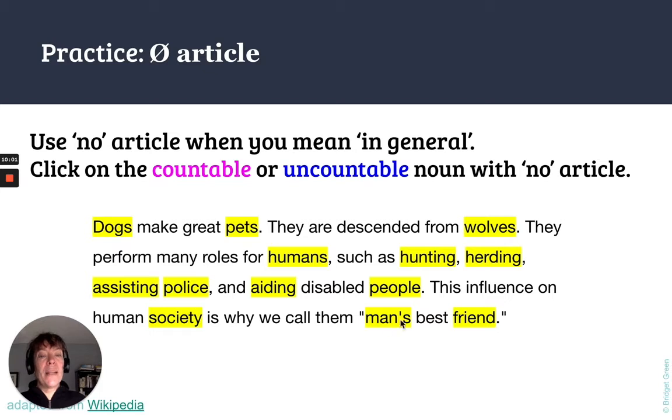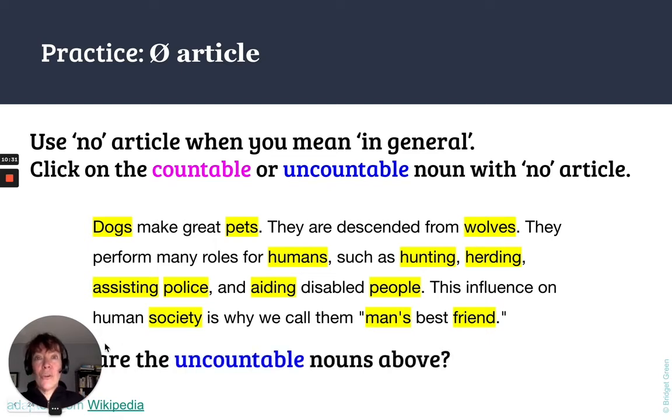Okay, now you might say, man, that is a singular noun. But here, and only here, man doesn't mean one man. It means all of humans in general. It's kind of an old phrase, man's best friend. You did it. How was that?